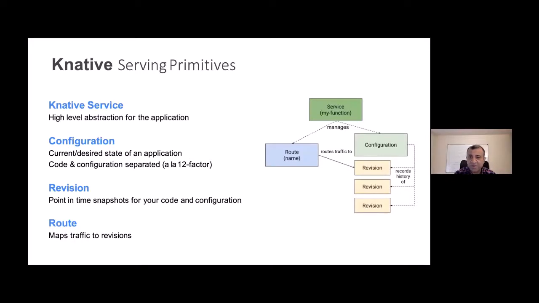So, Knative Serving primitives. I'm going to show with a demo how traffic splitting and different revisions work. But essentially, you have a configuration, which is the desired state of the application that follows the 12-factor methodology. And then you have all of these deployments as separate revisions, right? They're point-in-time snapshots of your code and configurations. And then you have a route that actually maps traffic to these revisions. So that's what Knative has. And like I mentioned before, you can split between multiple revisions. In my demo, I'll try to show that.